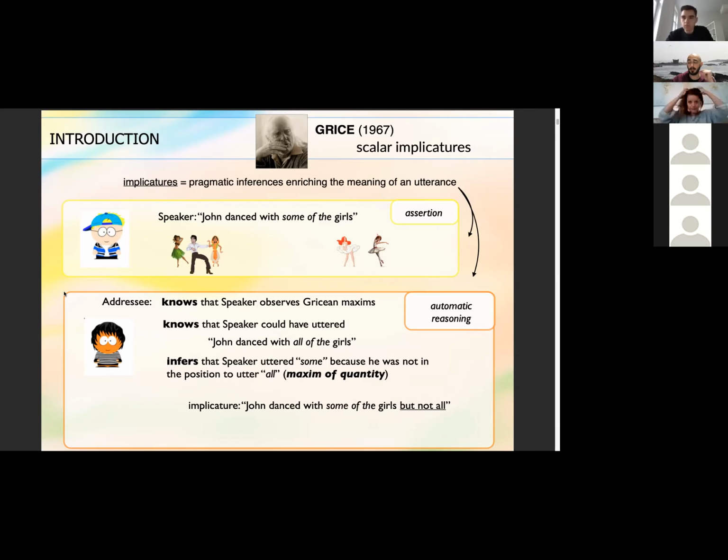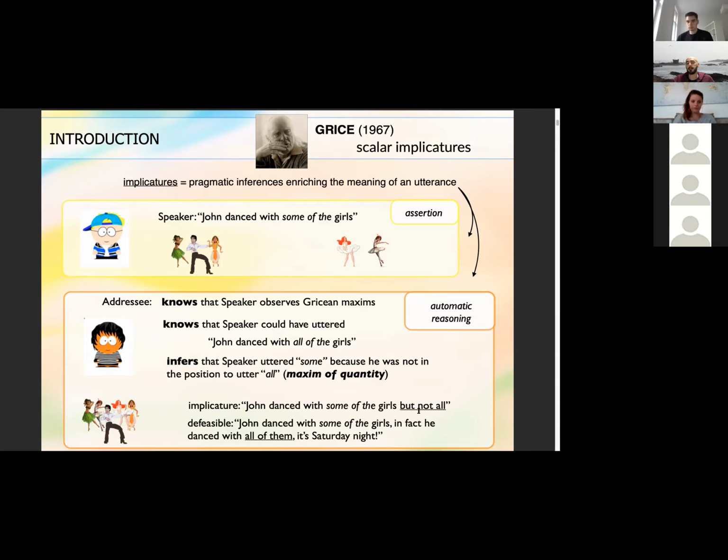And the answer, which was already provided by Grice, is very important. It's about a special feature that these inferences have, which is their cancelability, or defeasibility. The idea is that you can cancel this inference without any sense of contradiction, without contradicting yourself or changing your mind. For instance, you can say, "John danced with some of the girls. In fact, he danced with all of them. It is Saturday night."